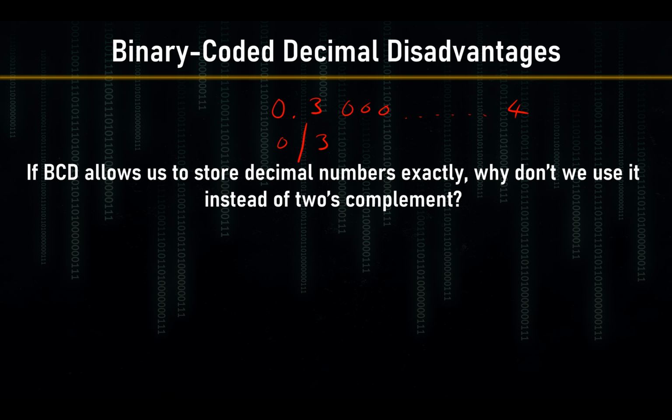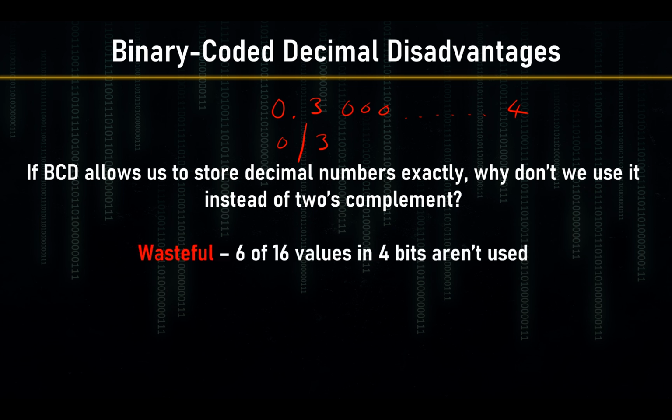So if BCD allows us to store decimal numbers exactly, then why don't we use it instead of 2's complement? Again, maybe just pause the video or have a guess. Try to think of some theories. All right, so let's take a look.